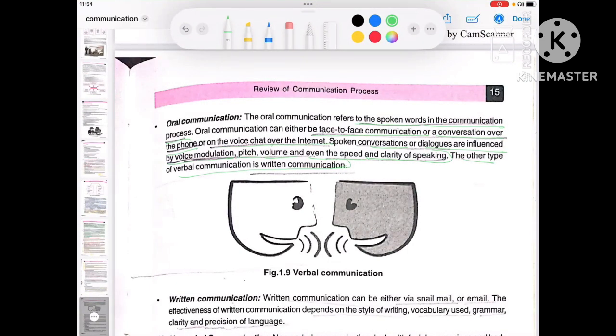So what is that? Oral communication means they will speak. Okay. In that, they will speak face to face, either calling, they will call, or they will message. So nowadays in WhatsApp, we can record and send the message to the respective person. Okay. Or else spoken communication, maybe dialogue.